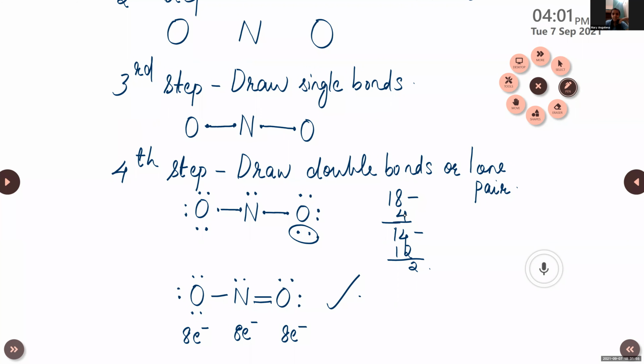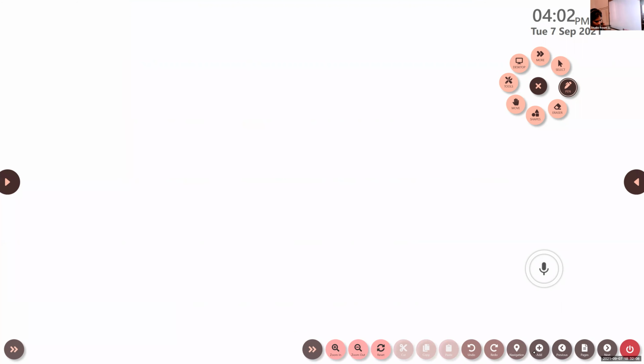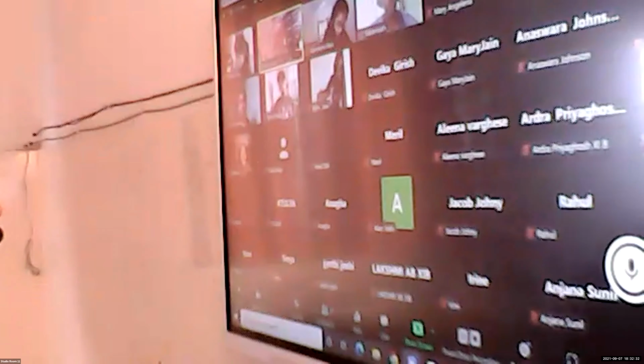Yes, ma'am. Have you completed this example? Yes, right? Then let's try with another one. Then next one, we can draw the structure of CO, carbon monoxide. All of you just try with carbon monoxide. After that, we can discuss.